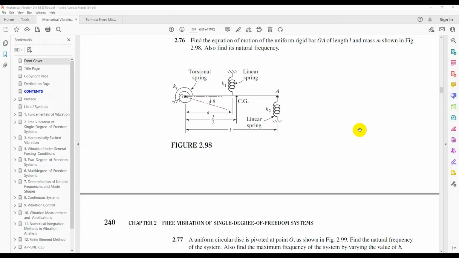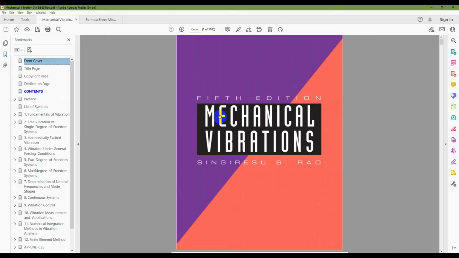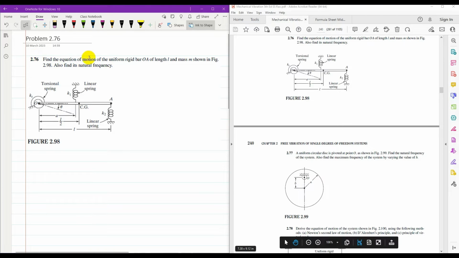Hello everyone. This video tutorial is the solution to problem 2.76 of chapter 2, free vibration of single degree of freedom system, from the book Mechanical Vibration by S.S. Rao, 5th edition. The statement of the problem is: find the equation of motion of the uniform rigid bar OA of length L and mass M shown in figure 2.98. Also find its natural frequency.